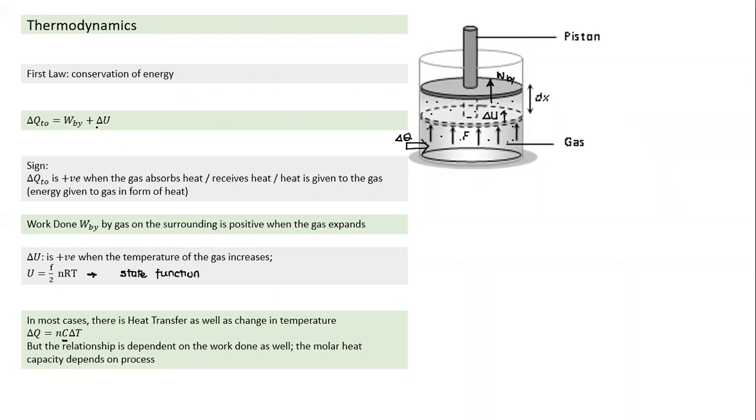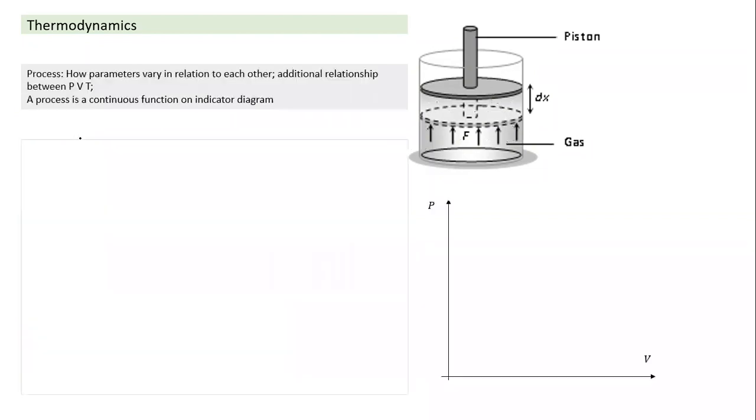So let's try and understand. This term is simple. I hope we are all clear. This term is really simple. Let's try and move on to the other term also. Even delta Q, in a way, we have defined. So delta Q can also be written in terms of any process. If this is constant, delta Q I can also write in terms of n into molar heat capacity into delta T. Now let's understand what is work done and what does process mean.